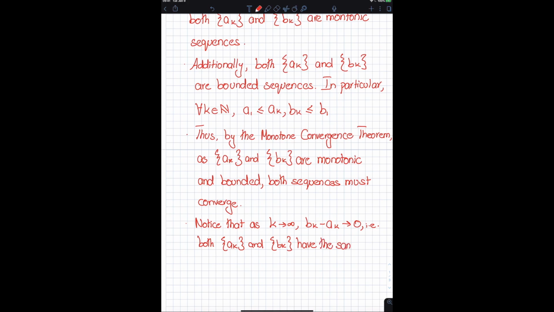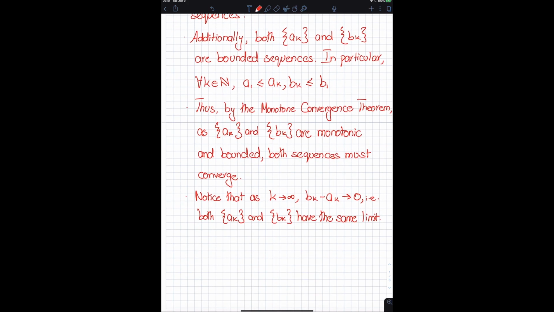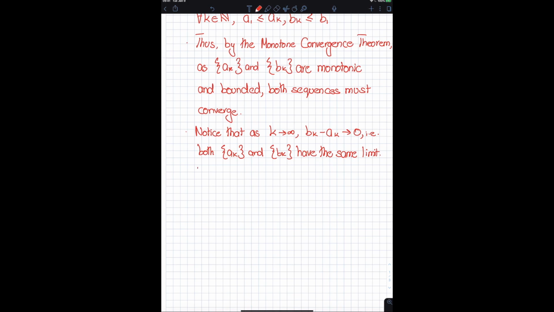So why does this imply that both A_k and B_k have the same limit? Because the idea is that if you pick a k sufficiently large, then the difference between A_k and B_k is negligible. It is 0. So therefore, both sequences A_k and B_k must converge to the same value, or the same limit. So I'm going to let capital L be this limit. Okay.